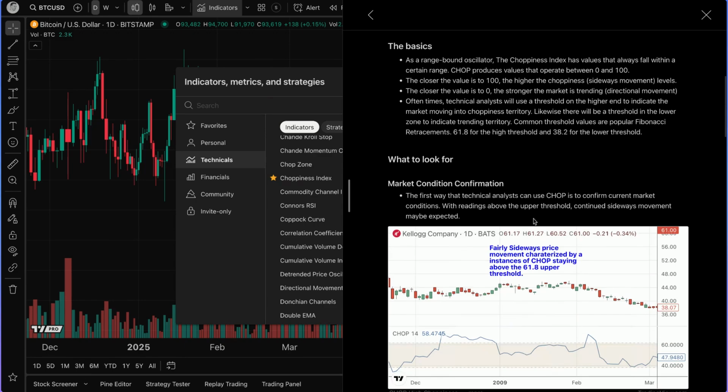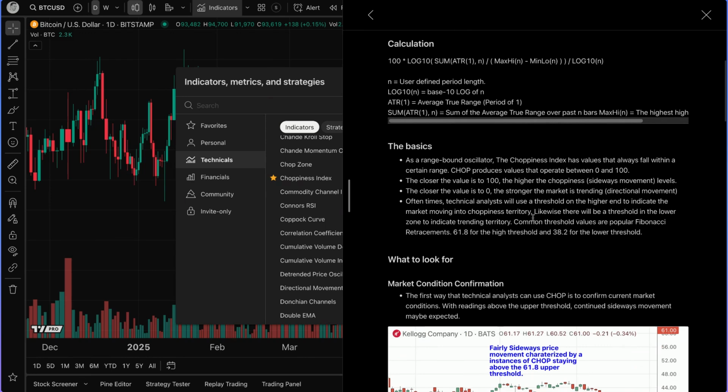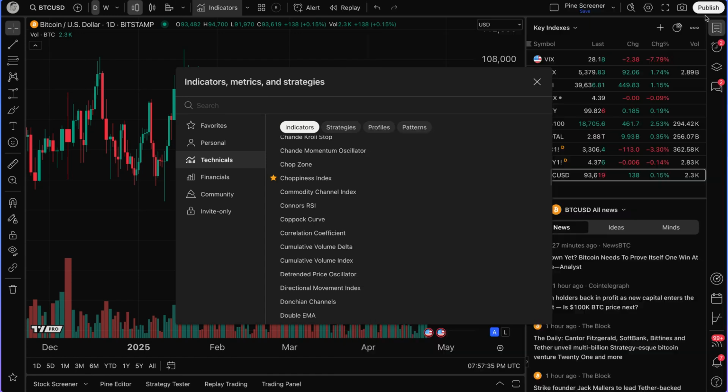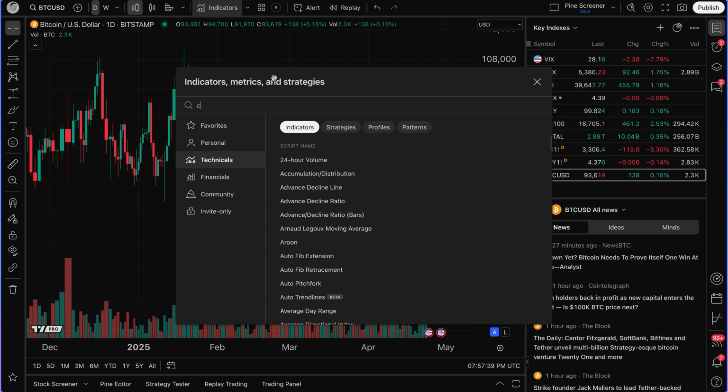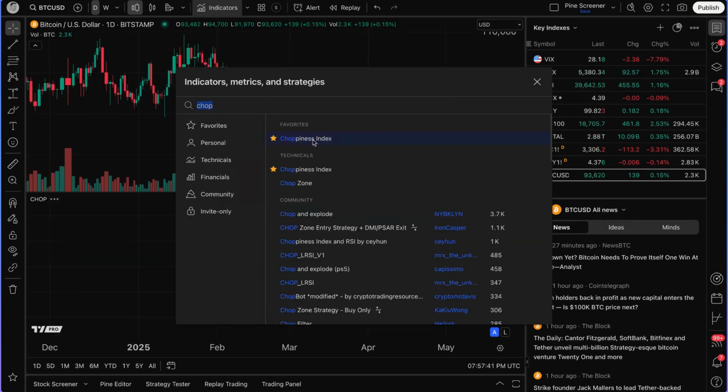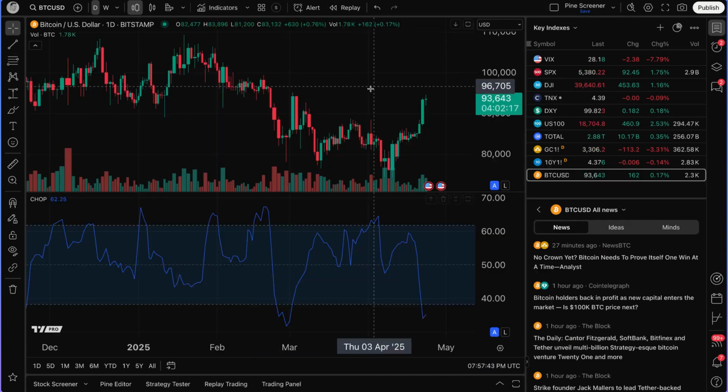Now, you can scroll through this to get additional insights, but one more very important thing I want to draw your attention to is that the closer the value is to 100, the higher the choppiness or sideways movement. The closer the value is to 0, the stronger the market is trending. Let's take a look at some examples. 100, choppy. 0, trending. So let's add the indicator here. Let me type in chop. Click once, add it to my chart just like that.